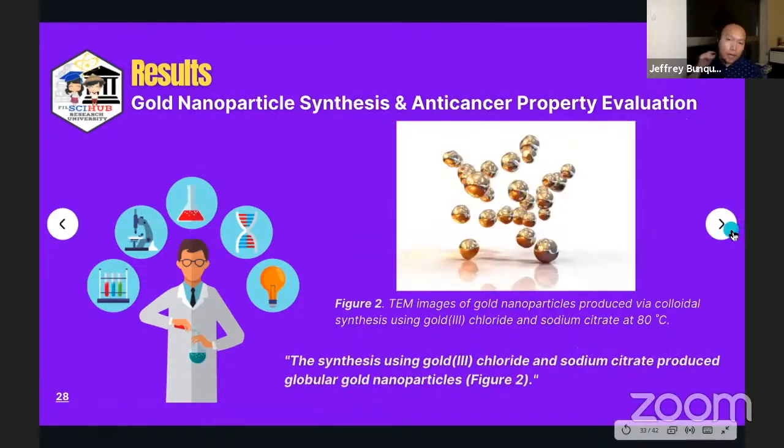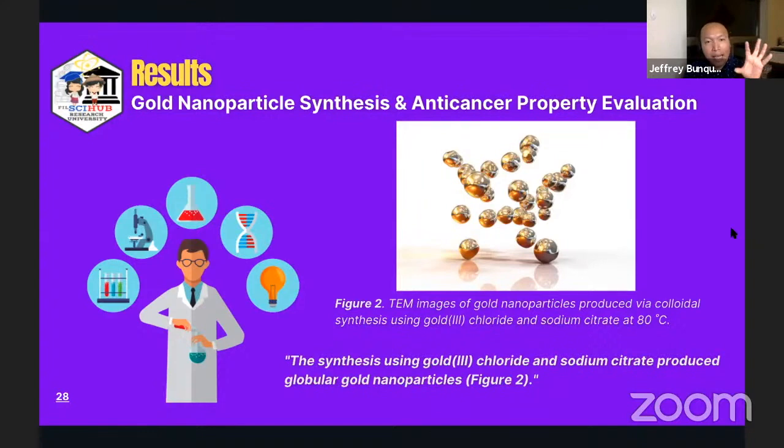Okay. Additional example, so sabi ko nga, pagka-form nyo ng nanoparticle, paano nyo ba malalaman if it formed the right size and shape? So kailangan nyo ng imaging. So this is an example of how you can actually use pictures to present your results. So again, this is a TEM image of gold nanoparticles produced via the said synthetic method. And then again, in the results section, you actually have to describe that and refer to that figure.